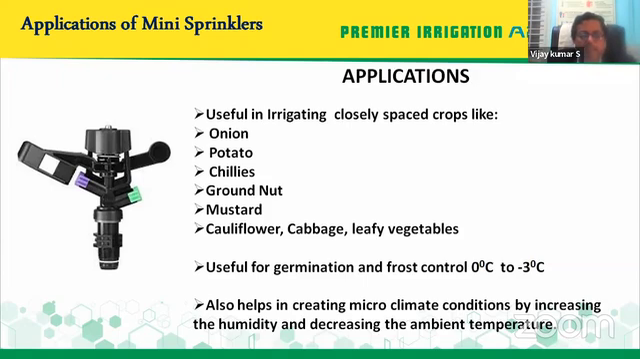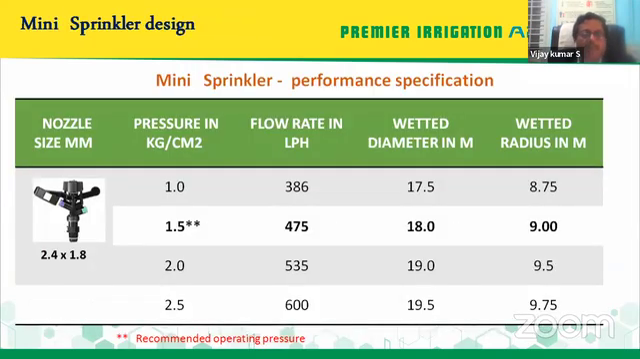In addition to that, like a micro sprinkler, a mini sprinkler also will help you to have microclimatic control by increasing the humidity and decreasing the ambient temperature. Now, to do the design, it is exactly similar to the micro sprinkler. It will be a good revision for you to understand.